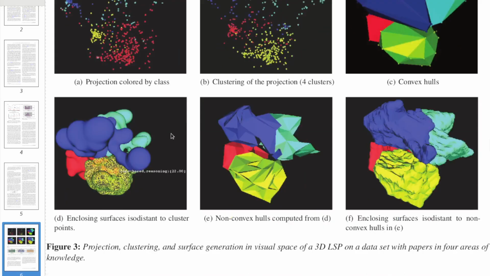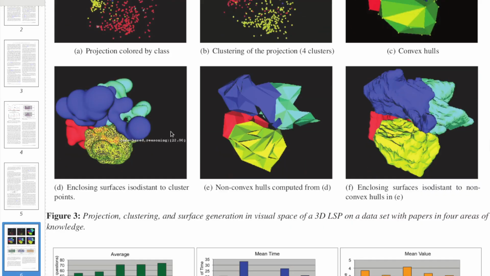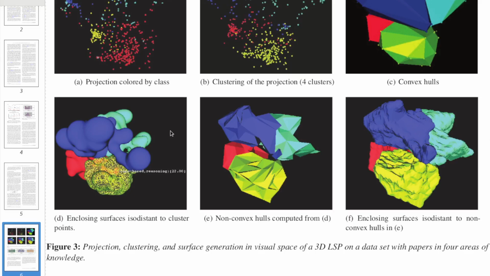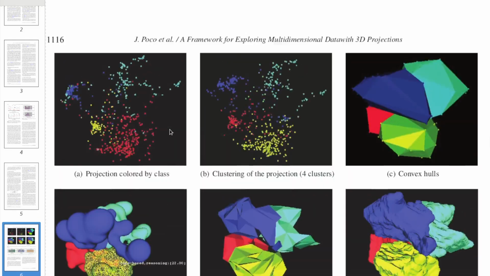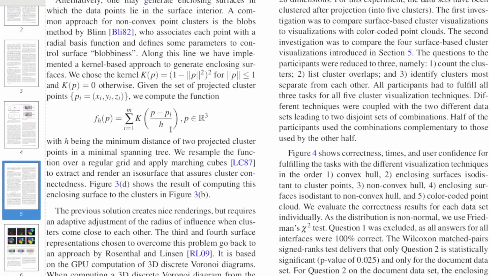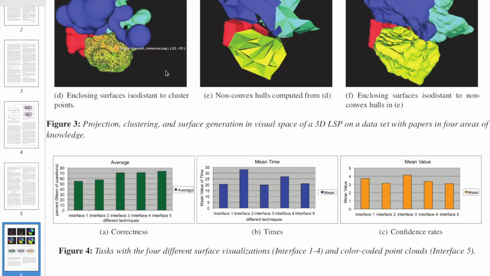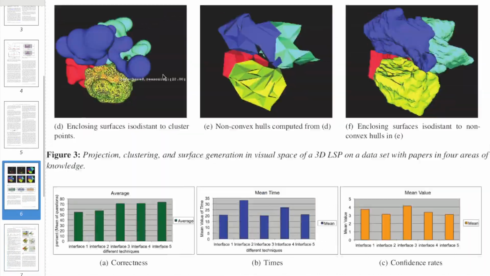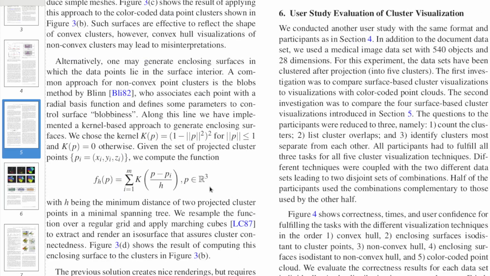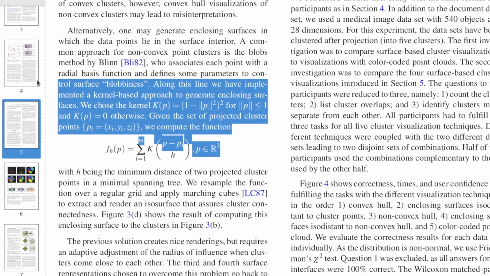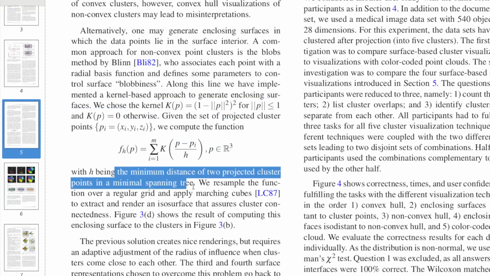A common approach for non-convex point clusters is the blobs method by Blinn [Bli82], who associates each point with a radial basis function and defines some parameters to control surface blobbiness. Along this line, we have implemented a kernel-based approach to generate enclosing surfaces. We chose the kernel K(p) = 1 - |p|^2 for |p| less than or equal to 1, and K(p) = 0 otherwise. Given the set of projected cluster points, p_i = (x_i, y_i, z_i), we compute the function f(p) = sum over i = 1 to n of K((p - p_i)/h), with h being the minimum distance of two projected cluster points in a minimal spanning tree.